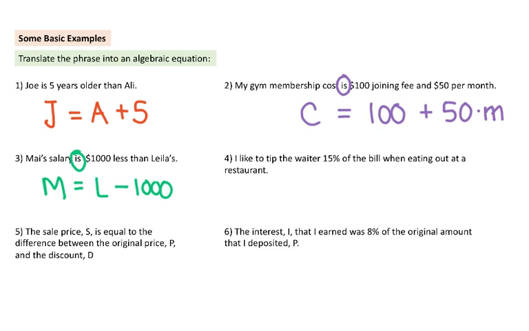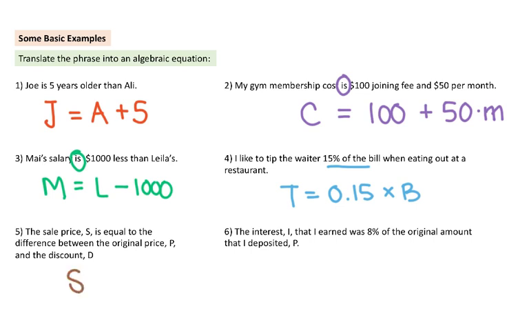I like to tip the waiter 15% of the bill when eating out. Okay, so the tip should be 15%. Now remember, for percents, you can write that as a decimal. You move the decimal place 2 places. 15% of the bill. So of in math means times the total bill, and that will give us the tip. Okay, let's look at another one.